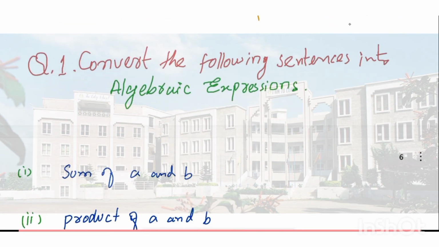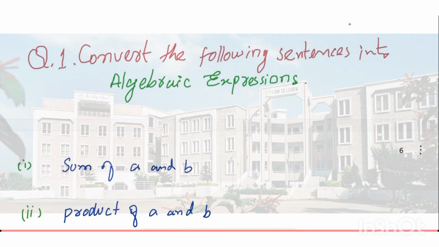Now we are converting the sentences into algebraic expression. So first of the word is sum of A and B. For this, I would like to tell you about the word of.